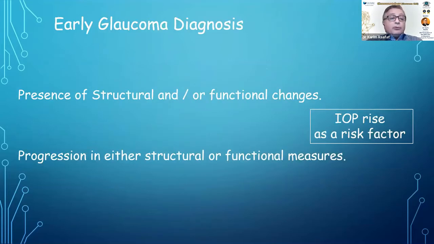The first part of the question is early glaucoma diagnosis. How can we diagnose glaucoma early, very early? We depend on two parameters: either the presence of structural and or functional changes, or detection of progression in either structural or functional measures. And IOP is still there, but not as a definition part. It is a risk factor for early diagnosis.